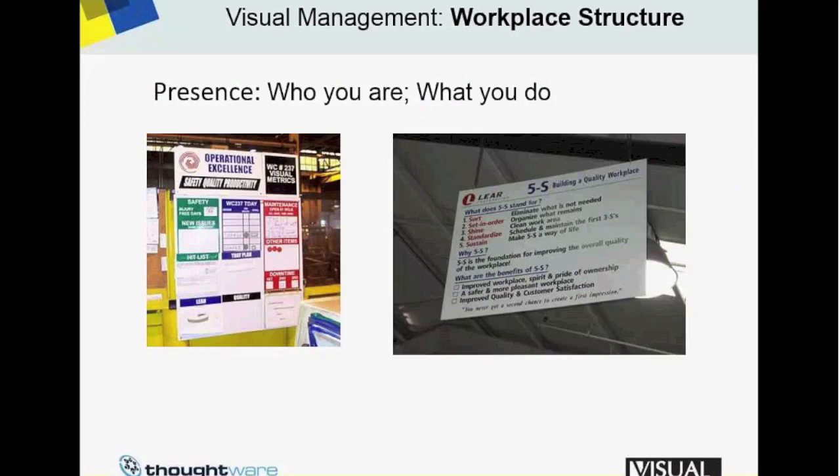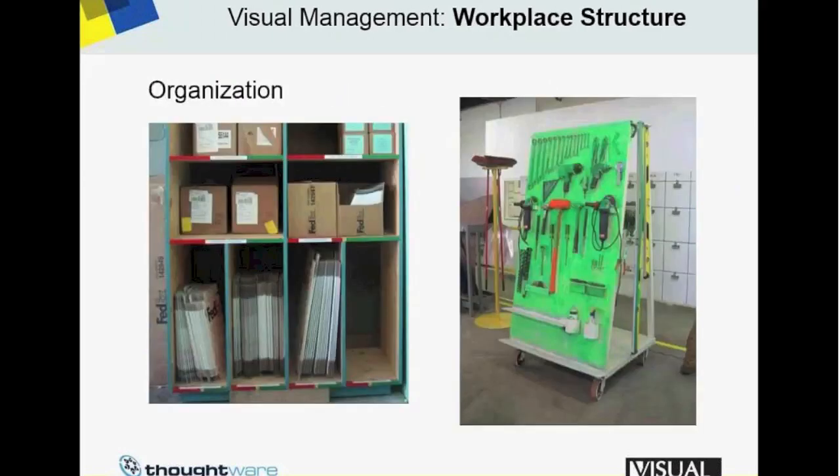It's about what products and services we provide, who our customers are, what our values are, and what our roles are. It's often designed with skills matrices, accountability boards, and other types of communication boards that we'll be talking about in subsequent modules. The last part of workplace structure is organization. This is about building what I refer to as an intelligent floor, separating the needed from the not needed, putting a place for everything and everything in its place.